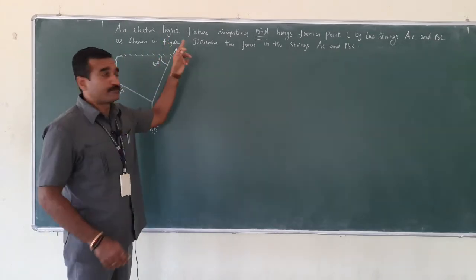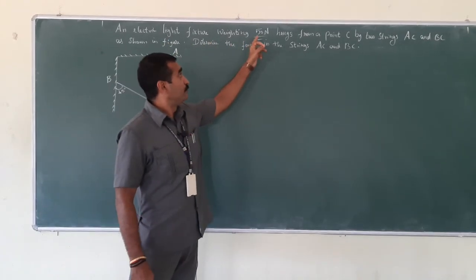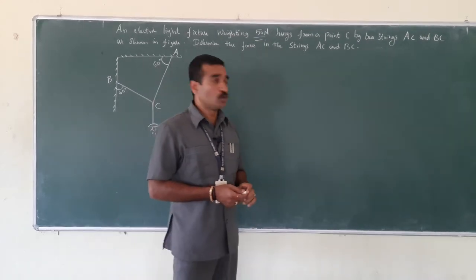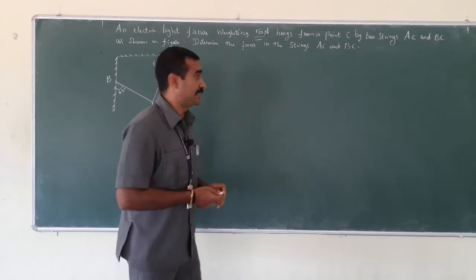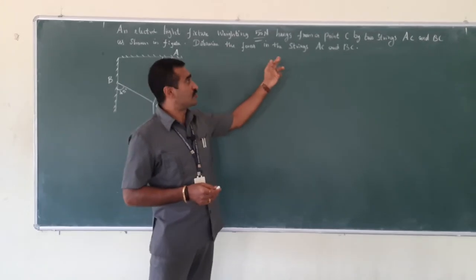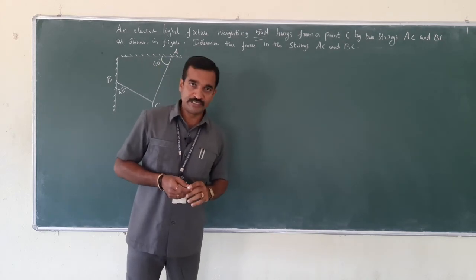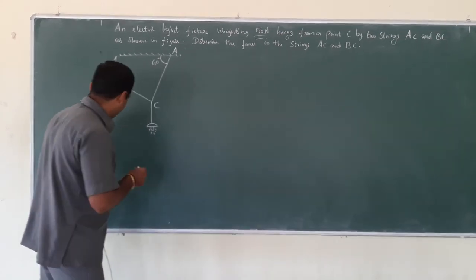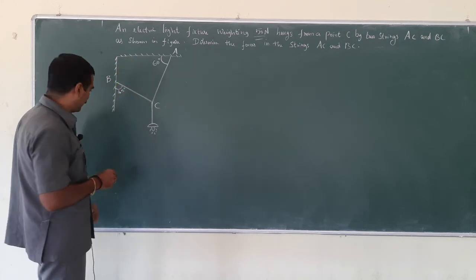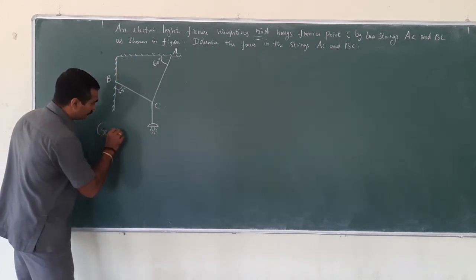An electric light fixture weighing 50 Newton hangs from a point C by two strings AC and BC as shown in figure. Determine the forces in the string AC and BC. Right. So the given data. So this is the drawing which is given in the question.